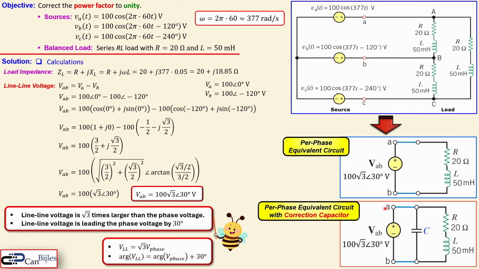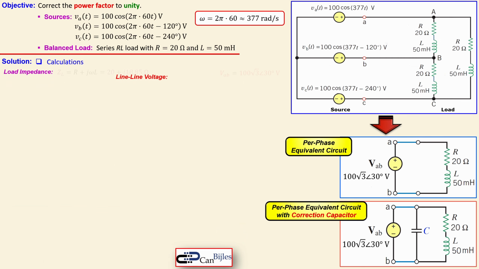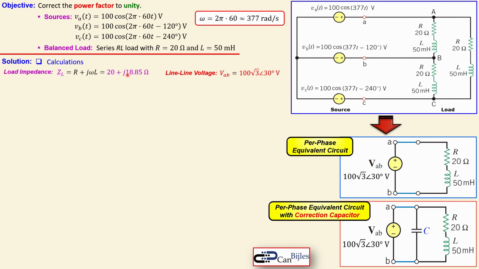Why capacitor? Why not an inductor, or why not another element? Because the load is already inductive, so you have to compensate that by a reverse action, which is then made by the capacitor. So if you put here an inductor, for example, you will actually make it reverse. That's the reason for having the capacitor as the correction element. Okay, so we collect our load impedance and our line-to-line voltage here.